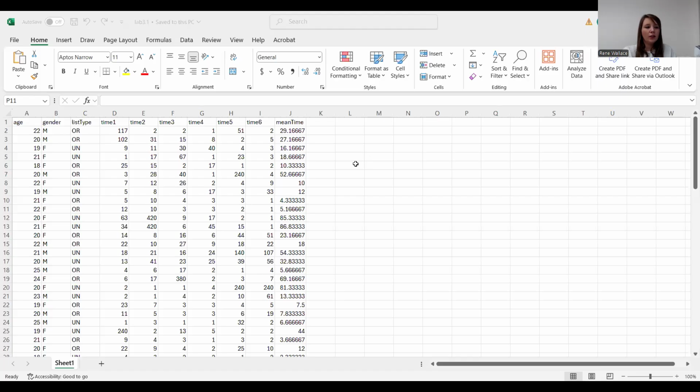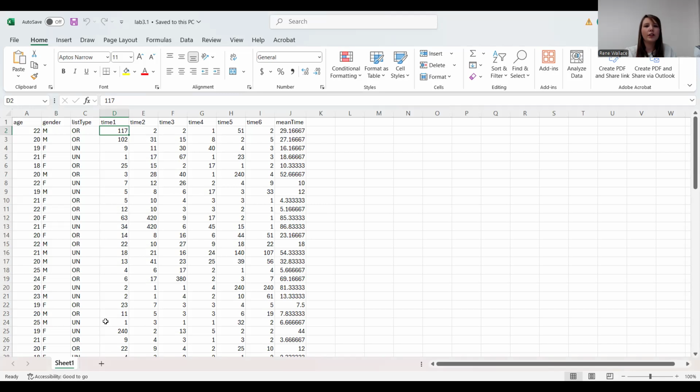So I'm going to share my Excel file. Screen sharing this file. And you see here, I've taken everyone's data. This is the Excel version. I have age as my first column, then gender. The list type is either OR for organized or UN for unrelated. And then times 1, 2, 3, 4, 5, and 6, and then the mean time, which y'all didn't give me, but I just did a formula. And so for participant number 1, their mean time of trials 1 through 6 was 29.16, and then all the way through. So that's what your document looks like.